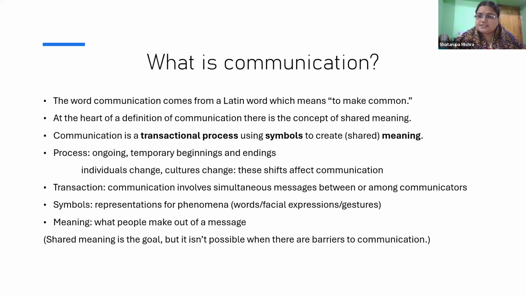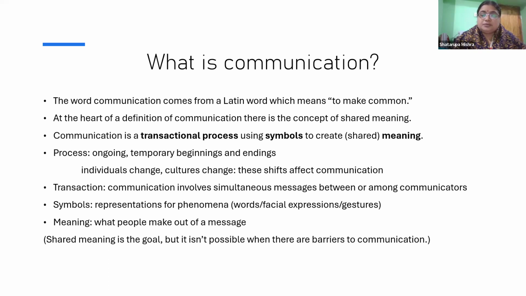What kind of process? A transactional process. That means it is a process involving some kind of transaction. What is the basic meaning of transaction? Exchange, right? And in this case, there is exchange of ideas, thoughts, information. So, communication involves simultaneous messages between or among communicators, between two people or among many people.